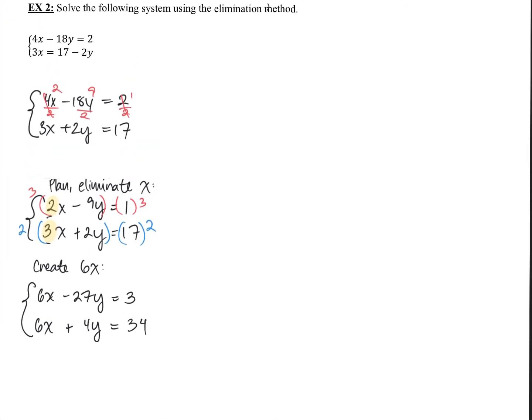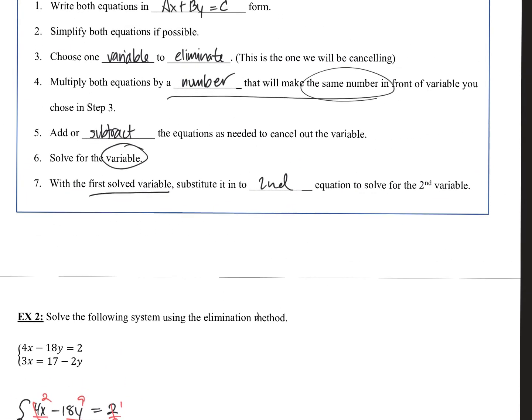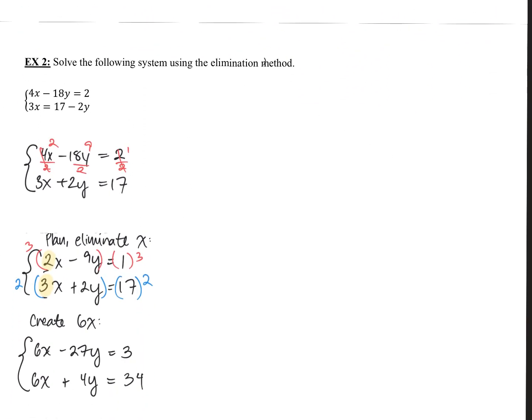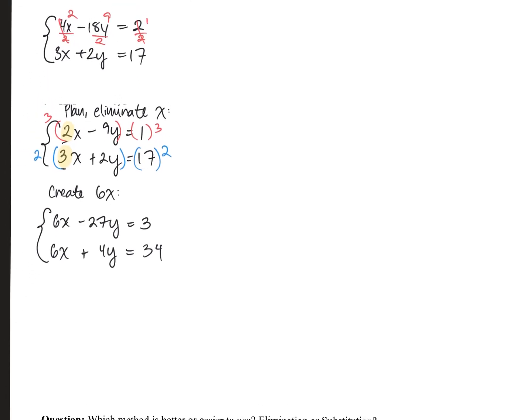Alright, so what's great about making the same number? Well, for step 5, we're going to add or subtract to cancel. Is that really possible? Let's take a look. Well, we had two options, addition or subtraction. And what do I mean? Well, if I chose to do addition, what I'm saying is I want 6x plus 6x. But that would give me 12x. And remember, my goal was to cancel 6x.